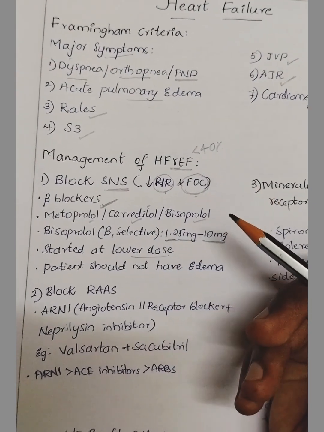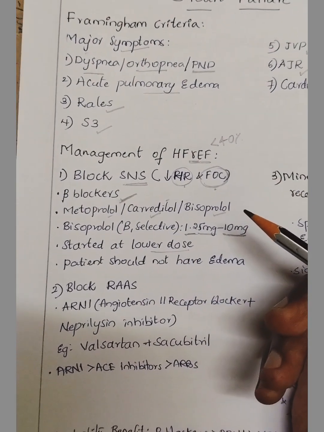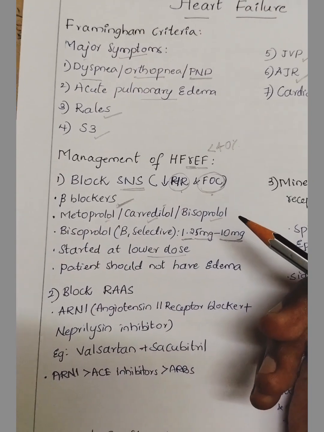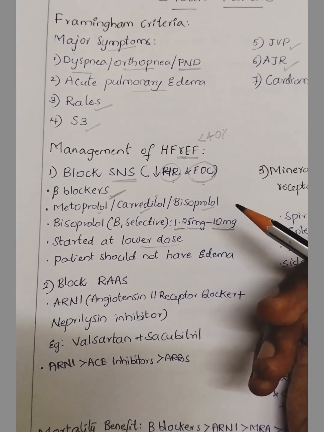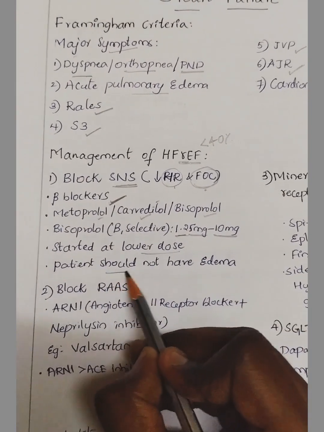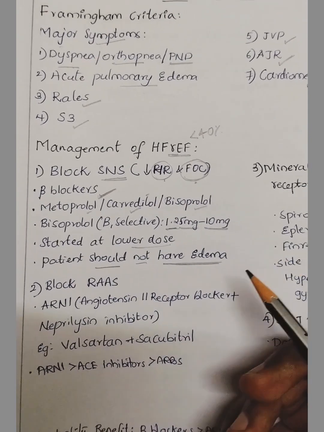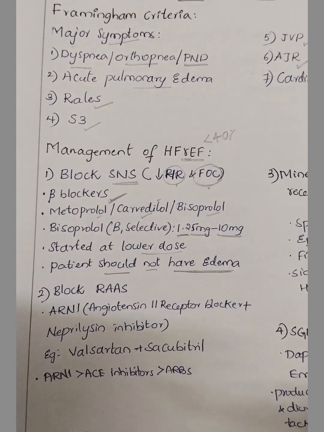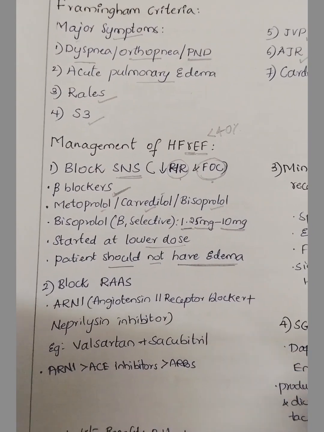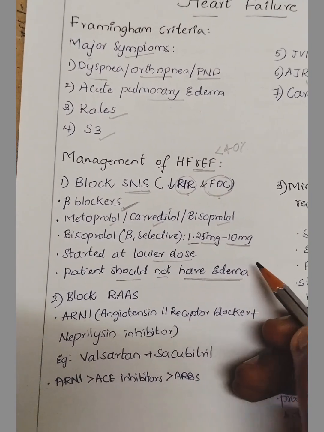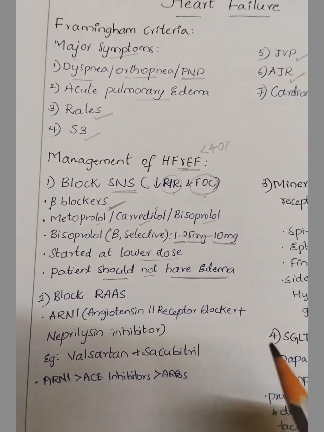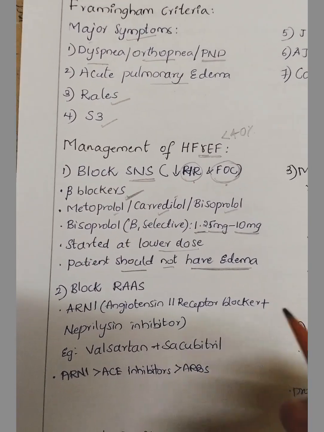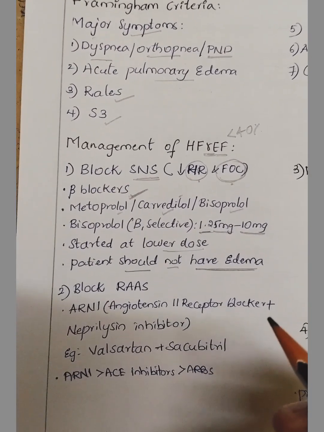And the main point that you should remember is, whenever you are starting the patient on beta blockers for management of heart failure with reduced ejection fraction, the patient should not have any edema, meaning there should not be any swellings. If the patient is having any ankle swelling, or any anasarca, then you should definitely avoid beta blockers in that patient. If the patient does not have any edema, then only you should start beta blockers.